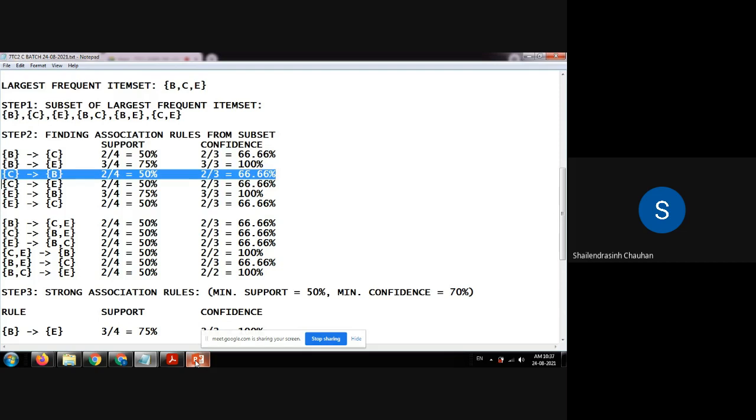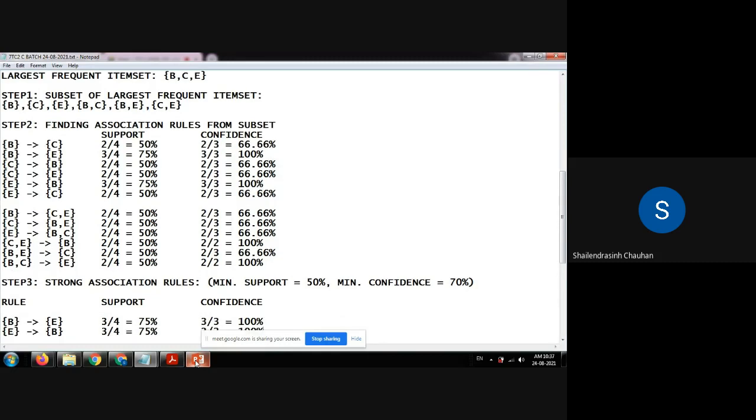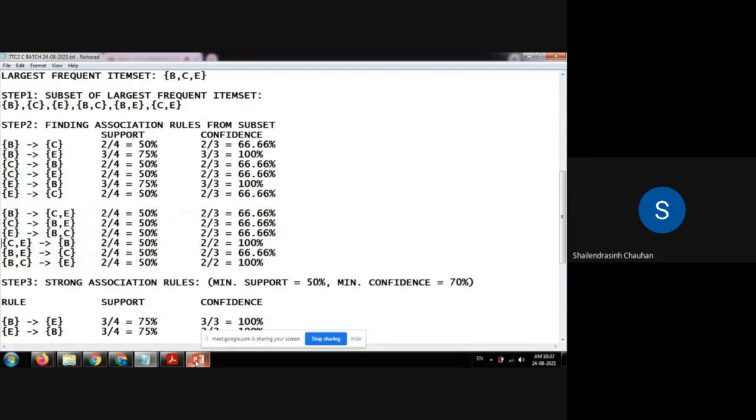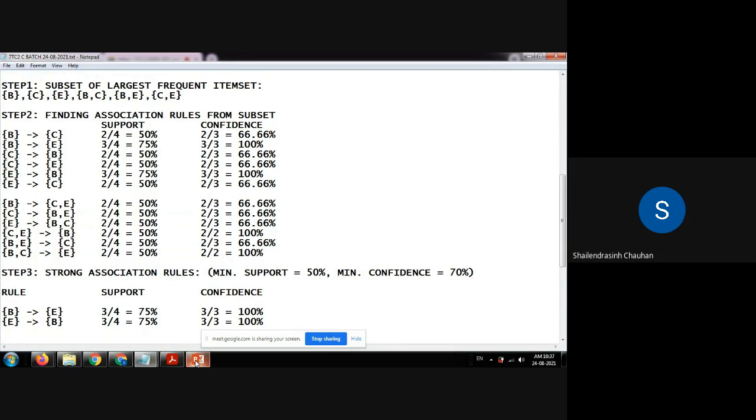Next, is it fulfilling minimum support criteria? Yes. Minimum confidence criteria? Skip, it is weak rule. Is this? No. Skip it. It is weak rule. Is it strong rule? Yes. Is it strong rule? No, weak rule. Are they having all the fulfilling criteria? No. Skip it. Is it fulfilling minimum support, minimum confidence criteria? Yes. It is strong rule.